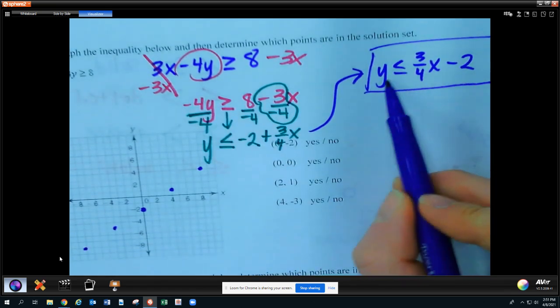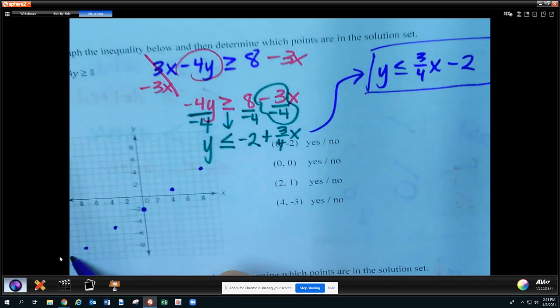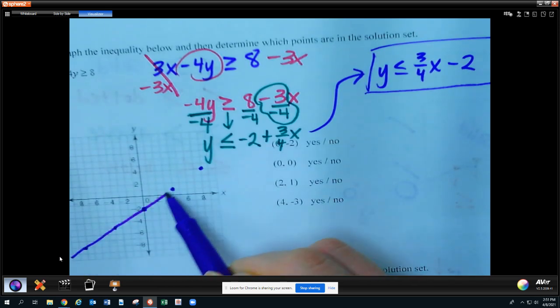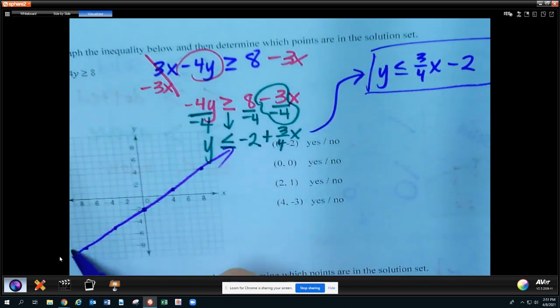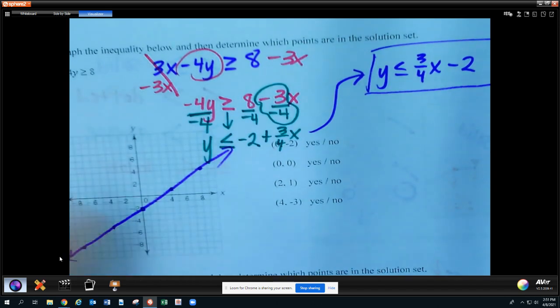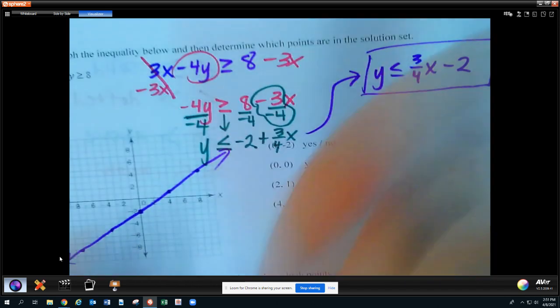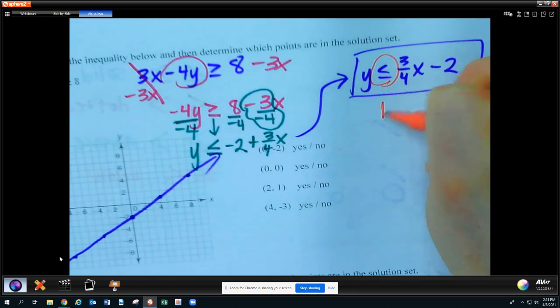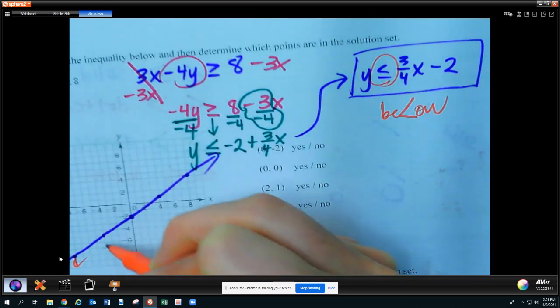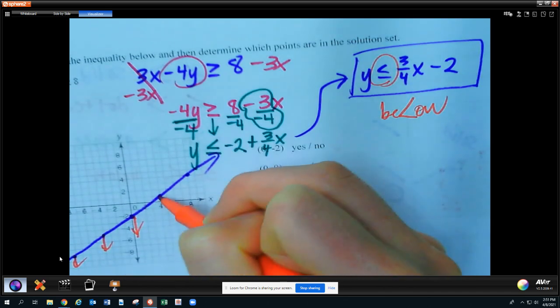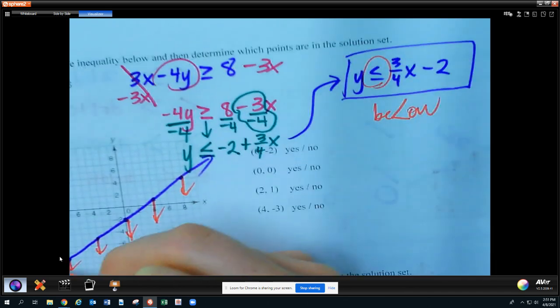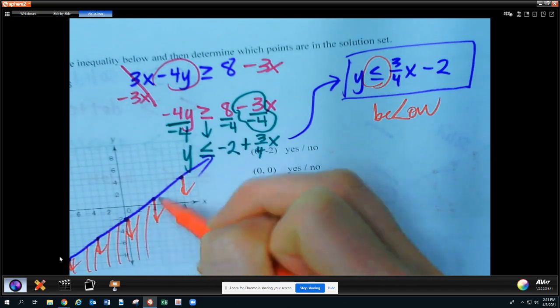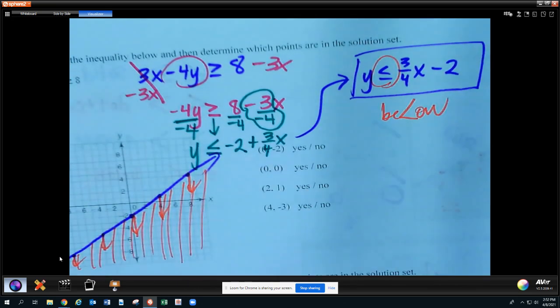Now, because there is a line, I do want to draw the line through these points. Okay, and then it's a less than, so it's below. And so draw your arrow down and just do some light shading.